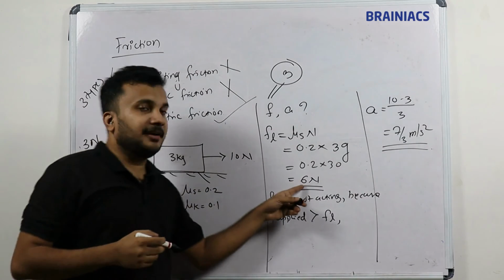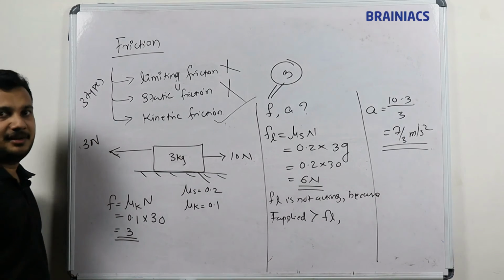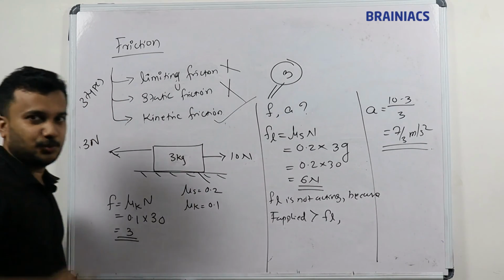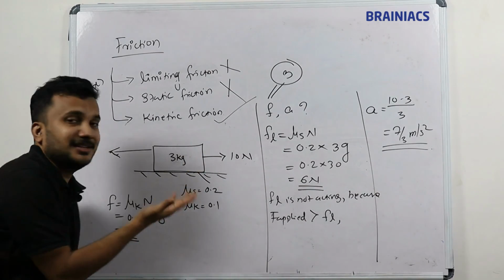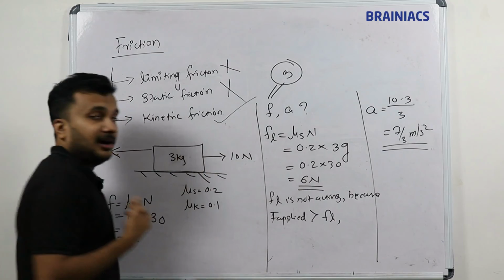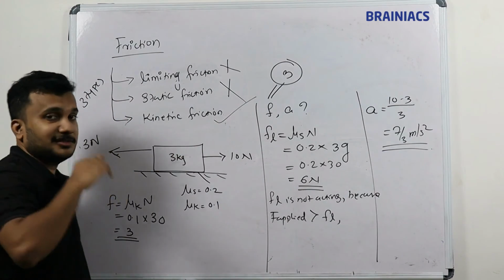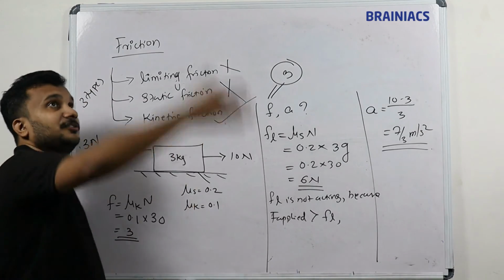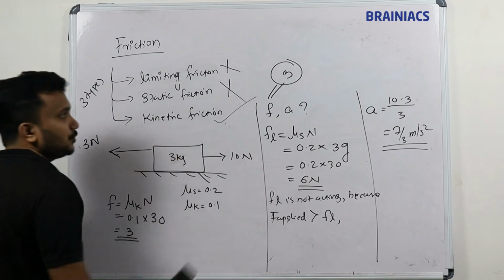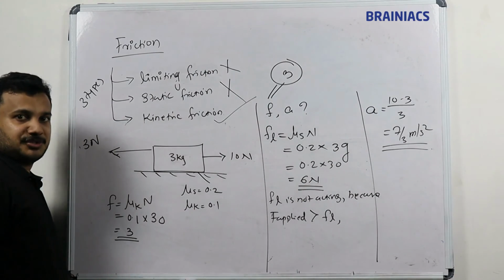Okay, so why have I found the limiting friction here? Can I directly go and find the kinetic friction? I cannot do that. Why? Because I don't know whether 10 Newton is sufficient to move the block or not. After applying the limiting friction value, I get to know that the surface can offer only 6 Newton. That is not sufficient, because 10 Newton is much higher, the block will easily move. So I got frictional force equal to 3 Newton, acceleration equal to 7/3 meter per second square.